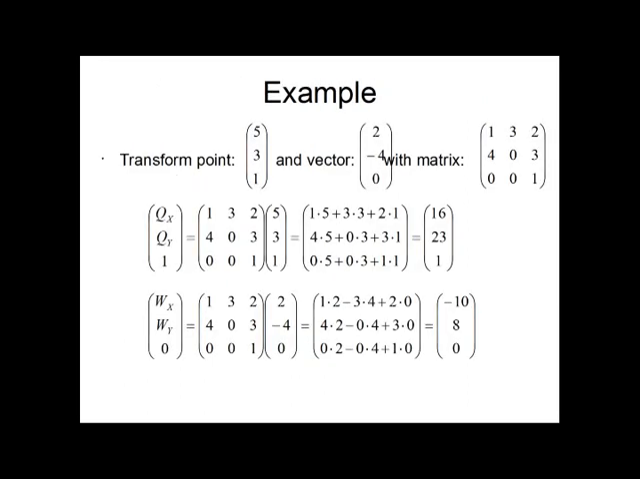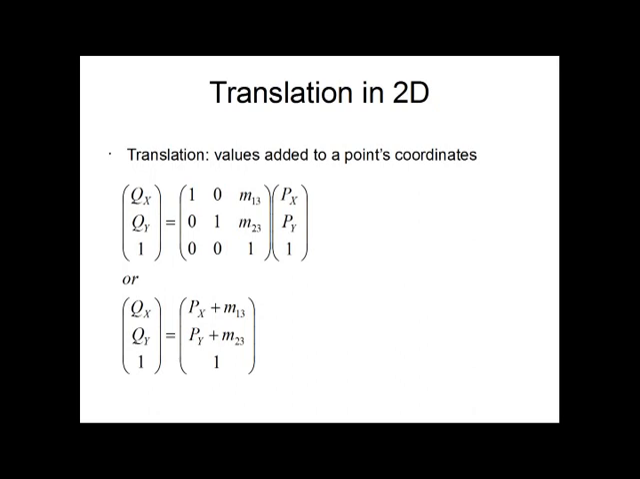So here's a random transformation matrix, just to look at how the math works. And on to our different types of transformations.